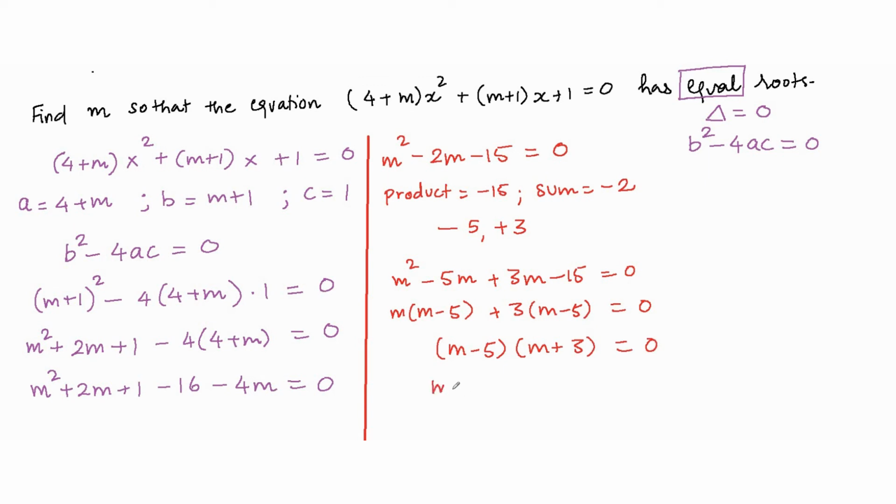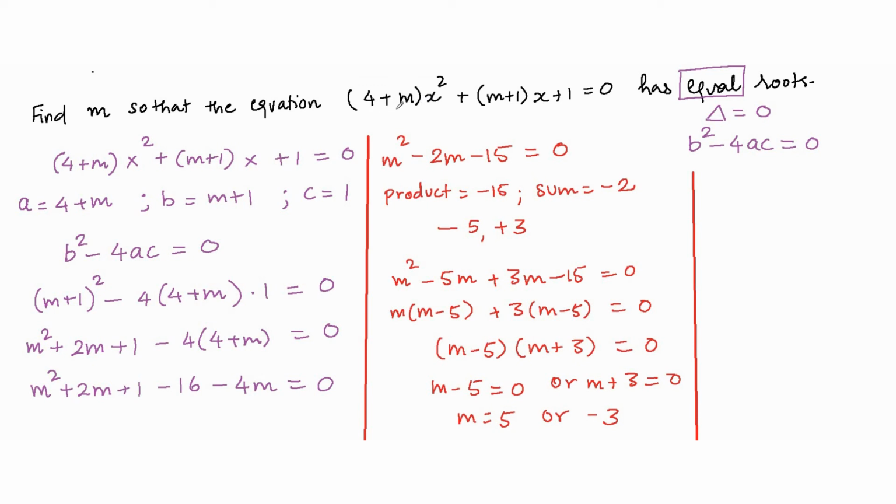So if the product of these two terms is 0, then either m minus 5 is 0 or m plus 3 is 0, which implies m is either 5 or negative 3. And hence the value of m is either positive 5 or negative 3. The only thing that I would like to check is none of these values of m should make the coefficient of x square 0, because if the coefficient of x square becomes 0, this wouldn't be a quadratic equation anymore.